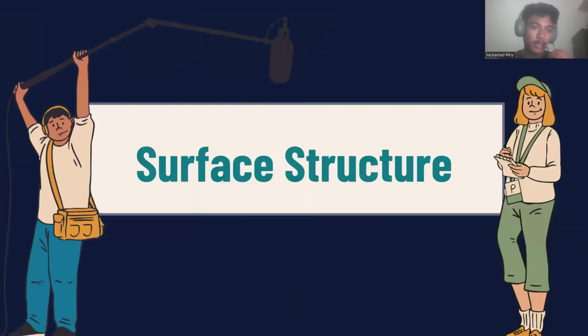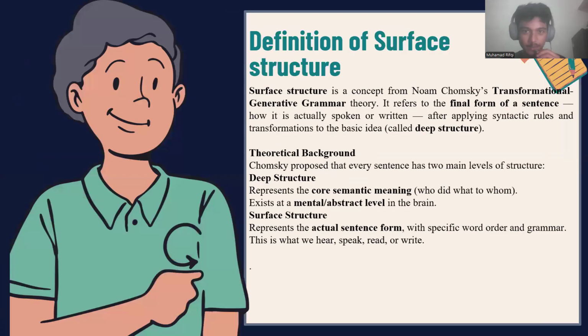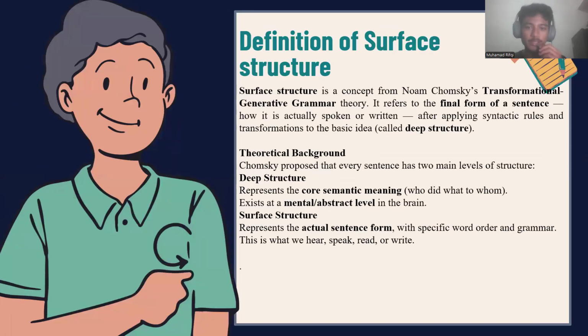Okay, the next point is the surface structure topic. Surface structure is a concept from Noam Chomsky's transformational generative grammar theory. It refers to the final form of a sentence, how it is actually spoken or written after applying syntactic rules and transformations to the basic idea called deep structure.